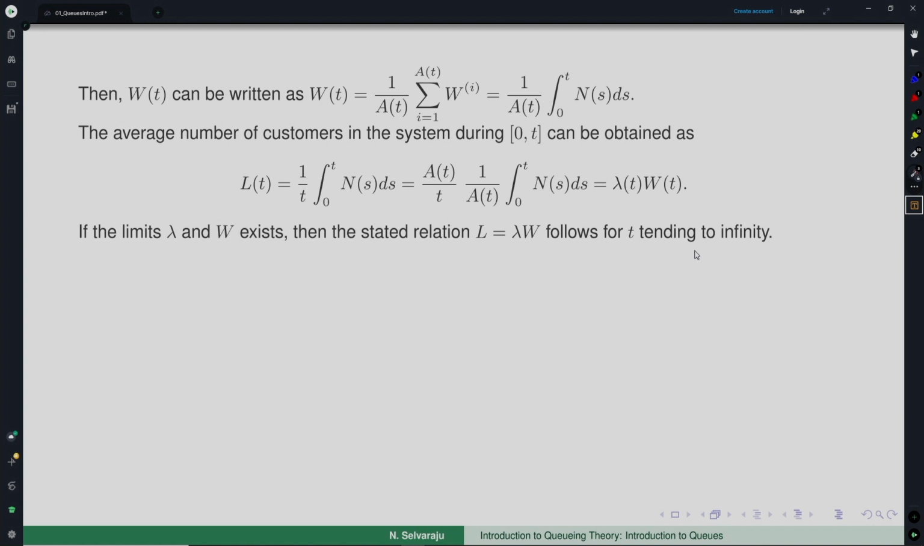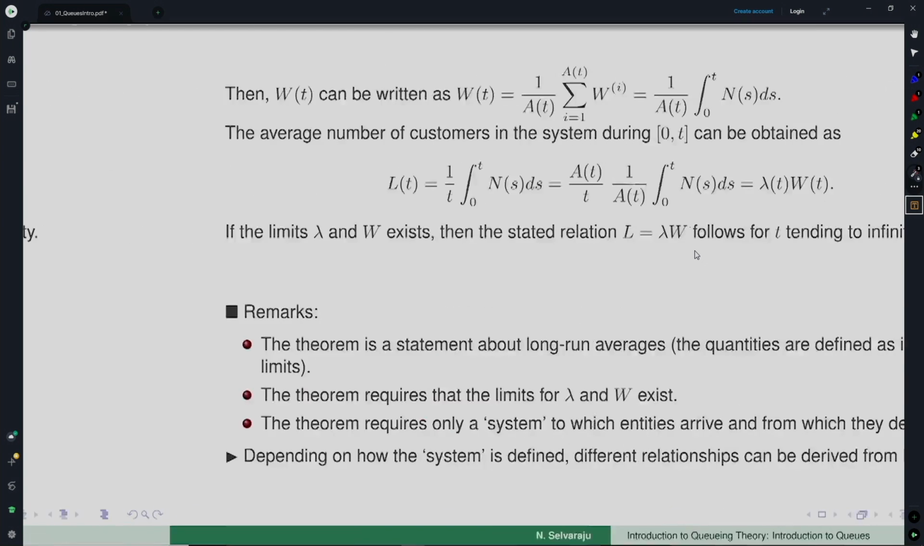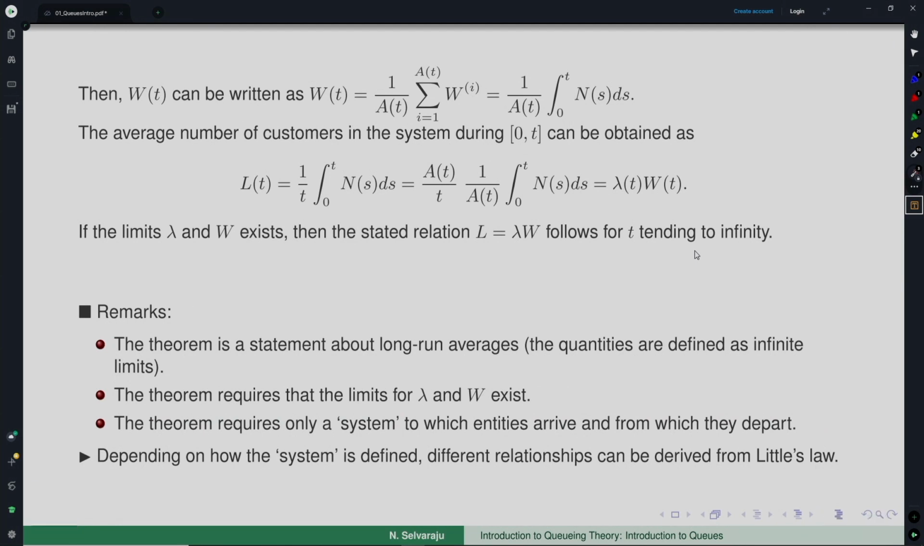Now, let us make some general remarks about this particular Little's law. First of all, you see that this is a statement about long run averages. So, the quantities are defined as infinite limits. Since most of the results that we are going to see in the course are about infinite time limits, this is also applicable in such scenarios.